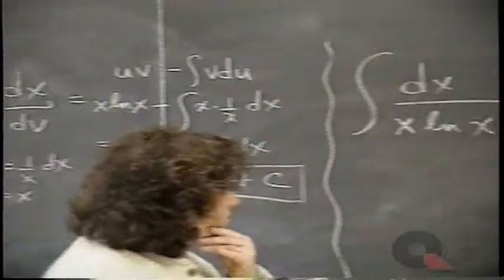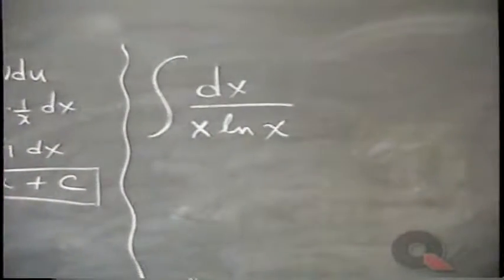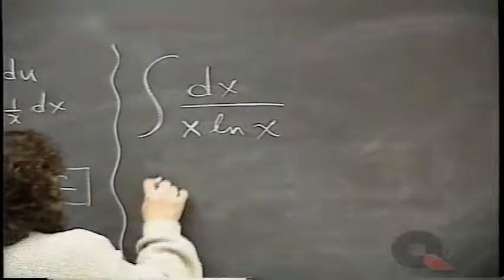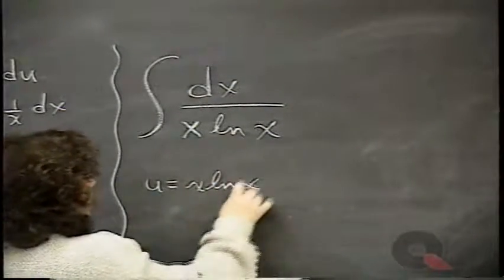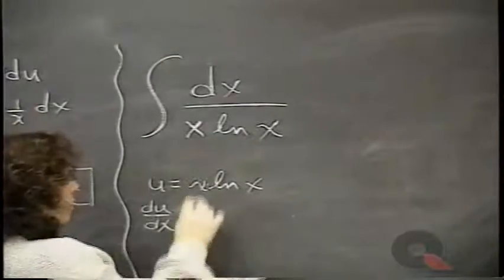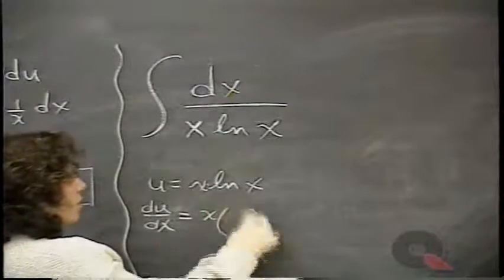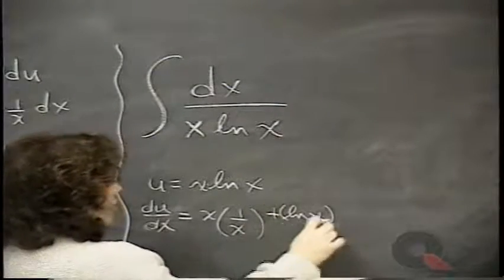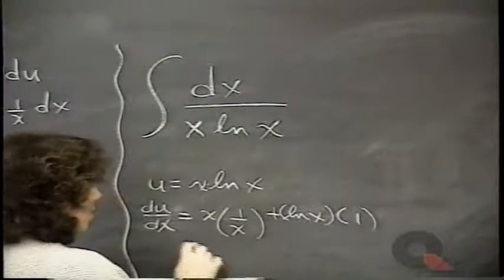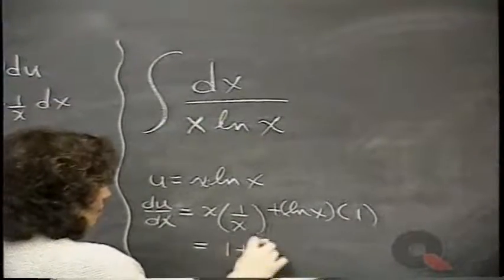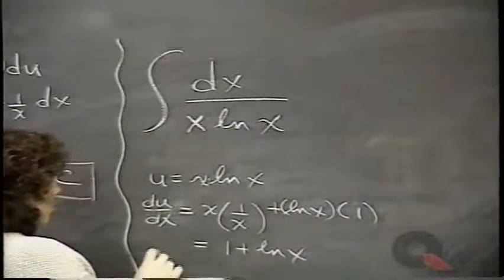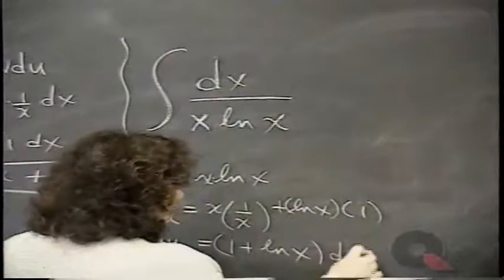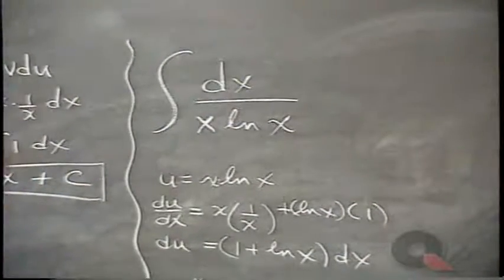Now in this problem, you see a fraction. You might be trying for du over u. A common mistake would be to let u be the whole denominator here. This is a product. It would be the first times the derivative of the second, which would be 1 over x, plus the second times the derivative of the first, which would be 1. So du dx is 1 plus ln x. So clearly, du, which would be 1 plus ln x dx, is not what you have upstairs.